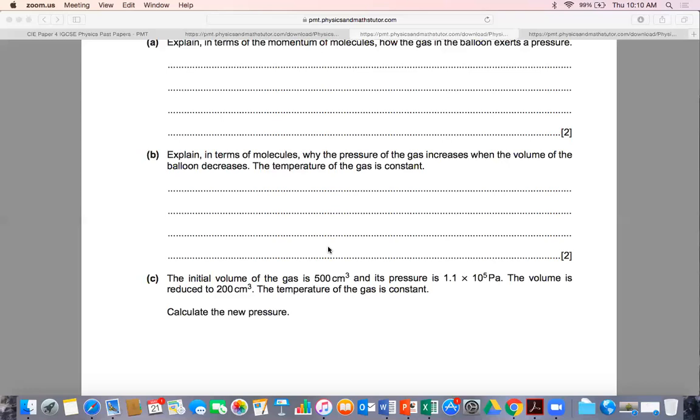It's like 5 apples is 10 ringgit. 2 apples is how many ringgit, like that. So 500 cm cube, the pressure is 1.1 times 10 to the power of 5. So if it's 200 cm cube, what is the pressure?